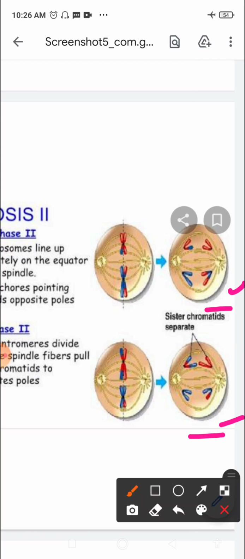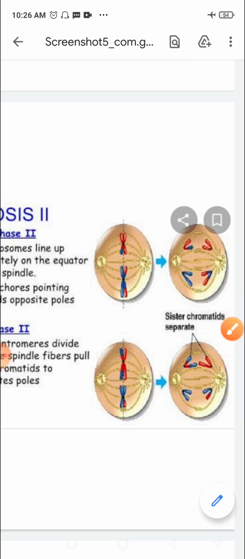So centromeres now in anaphase 2, right? It was different in meiosis 1, right? So in meiosis 2, anaphase 2, centromeres divide and the chromatids are separated. See, if you compare it, here they are joined together and here you can see they are separated like this. The chromatids begin to move towards the opposite poles, right?